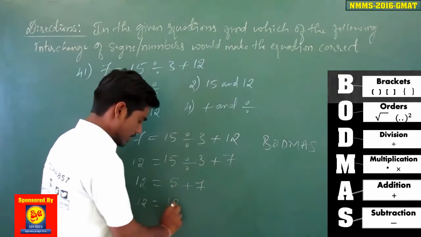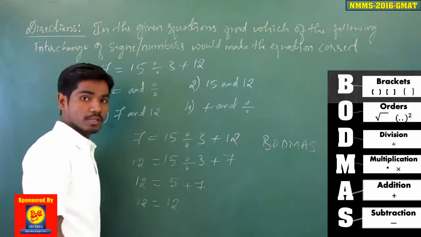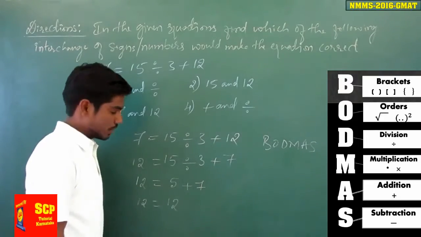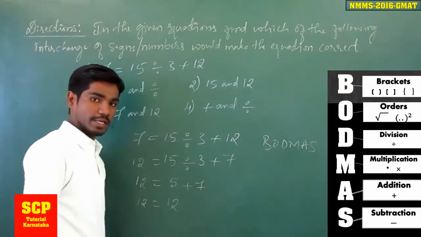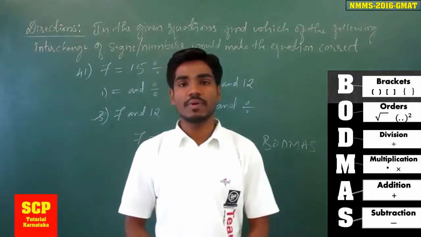Now you can see 12 is equal to 5 plus 7, which is 12. You can see the LHS is equal to RHS. The third option is making the equation meaningful. Therefore, the third option is the right one. Well friends, we will solve some more problems.